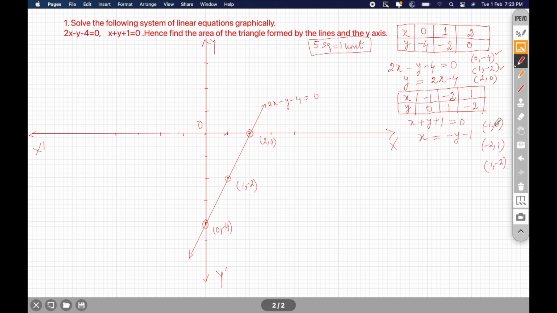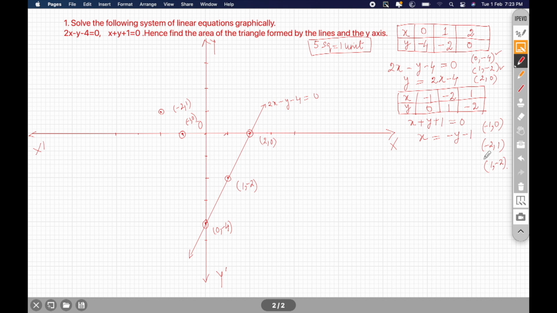Next, let us plot the point (-1, 0) for the second equation. So this is (-1, 0) over here in the x-axis itself. So we have (-1, 0) here. Then we have (-2, 1). So this is -2 and this is the position of 1. Okay. So (-2, 1) done.